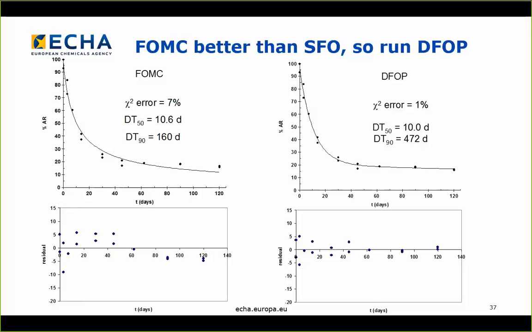And looking visually, I think you could probably quite easily tell, even if you've never done this before, that your DFOP fit is better. You're getting a much closer match on the plot to the experimental data, and again, smaller and more evenly scattered residuals, compared to the FOMC model.